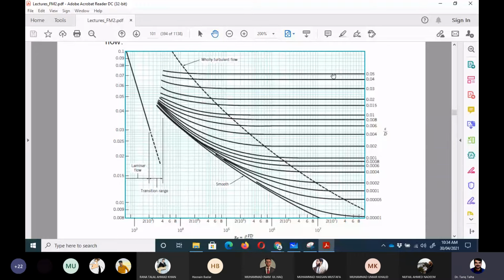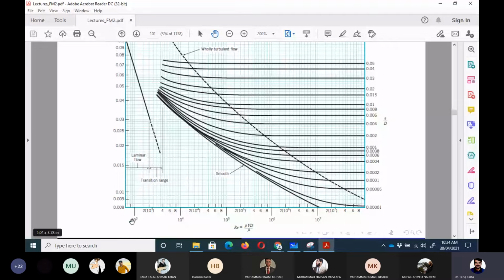So epsilon upon d for the top line is 0.06, and on the bottom side we have 0.00005. On the x-axis we have the Reynolds number, which starts from 10,000 to 10 million, or maybe 100 million. So it goes up to 100 million, right? And for this case, there is a bottom curve on the right hand side, which indicates a smooth pipe surface. It means that epsilon upon d value is equal to 0 for this case.